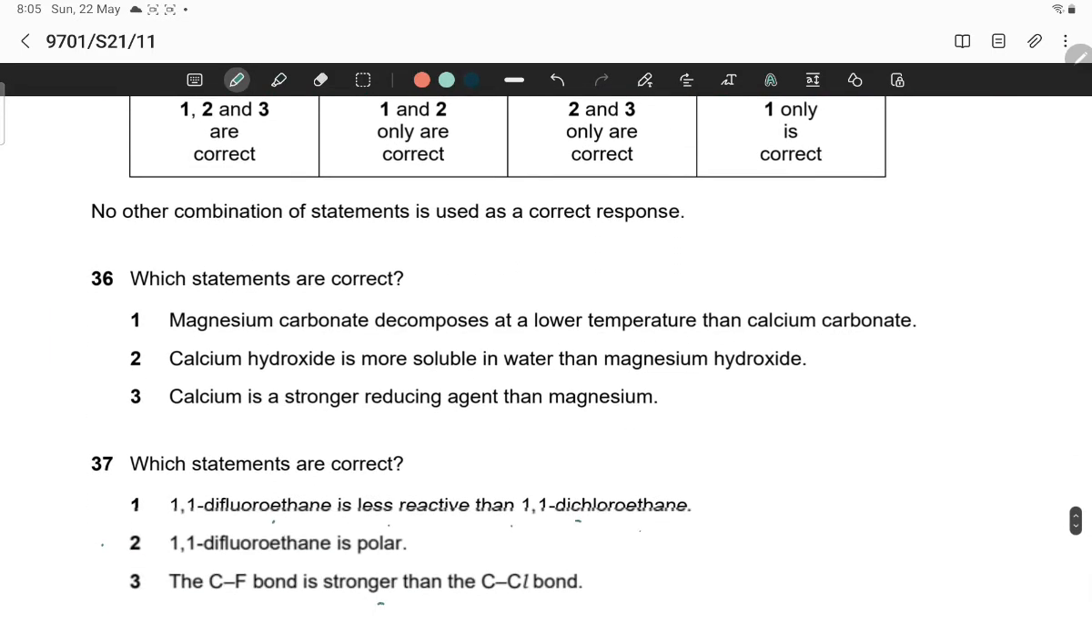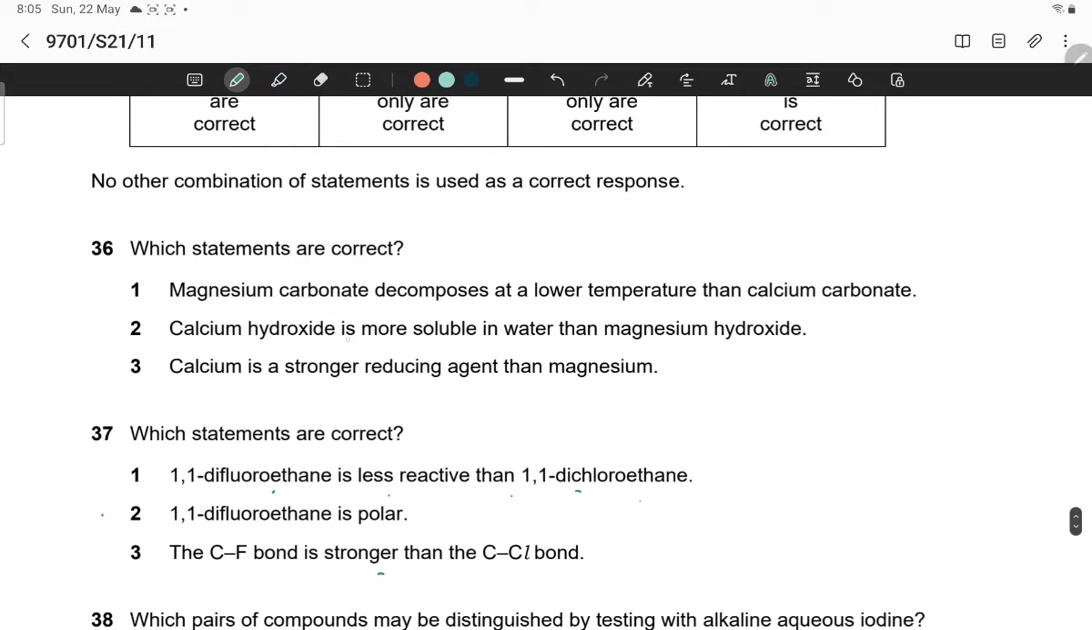Question number 36. Which statements are correct? Magnesium carbonate decomposes at a lower temperature than calcium carbonate. Stability of metal compounds increases downward. This is group 2 compounds. So magnesium carbonate decomposes at a lower temperature than calcium carbonate, because stability of the compound increases downward. So calcium carbonate requires more energy to break down than magnesium carbonate. So this is the correct option.